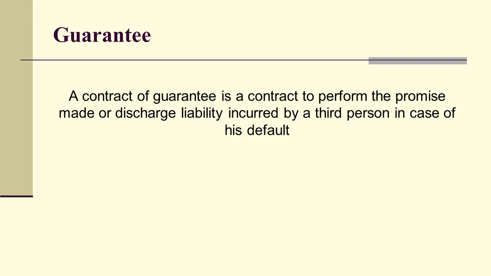There are three persons in the contract. The one person is the surety, who gives the guarantee. The one person is the principal debtor, who will give the guarantee to the third person, and the third person is the person who will be given the guarantee. That is called the creditor. So three persons: the principal debtor, the surety and the creditor. So these three persons combinedly make a contract.